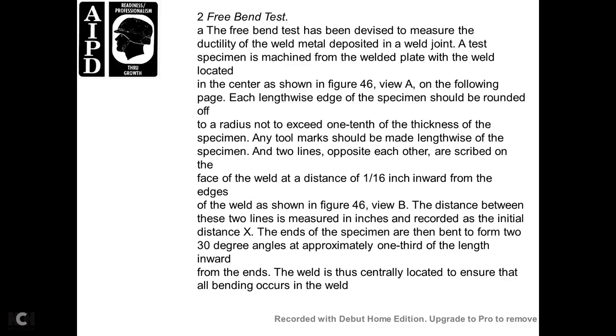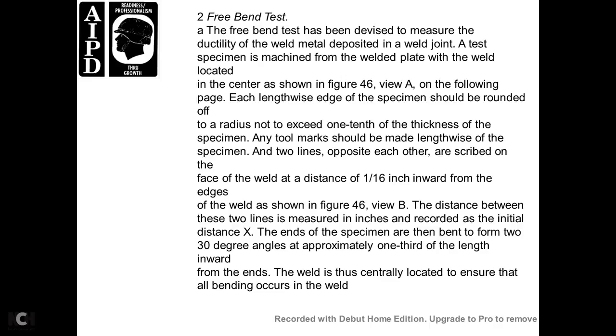Free bend test. The free bend test is designed for the measurement of ductility of the weld metal deposit and the welded joint. The test specimen is machined from the welded plate with the weld located in the center, as shown in figure 46, view A, on the following page. Each length edge of the specimen is rounded to a radius not exceeding 1/10 of the thickness of the specimen.